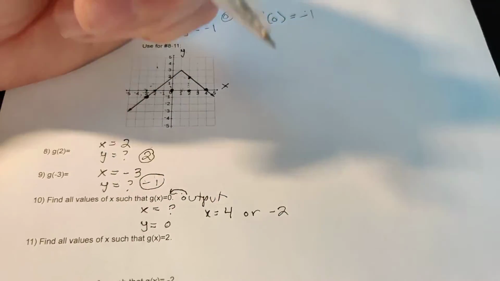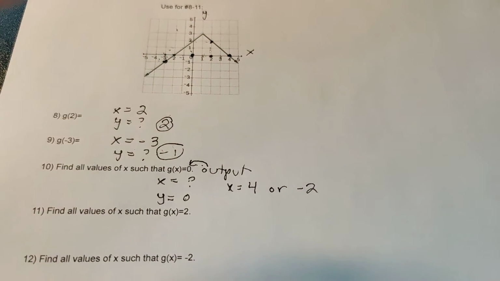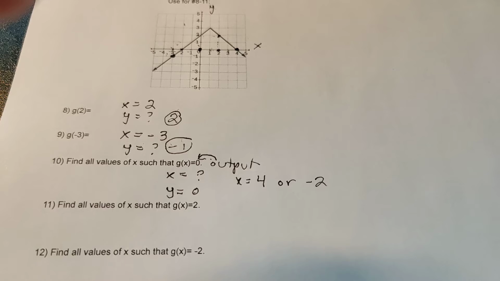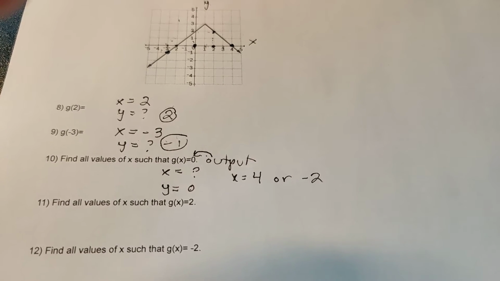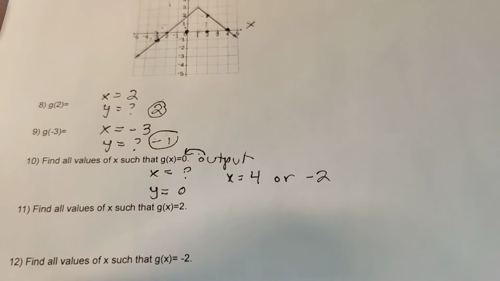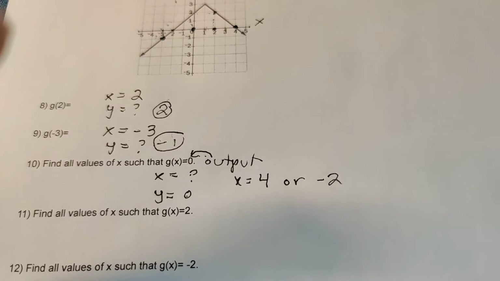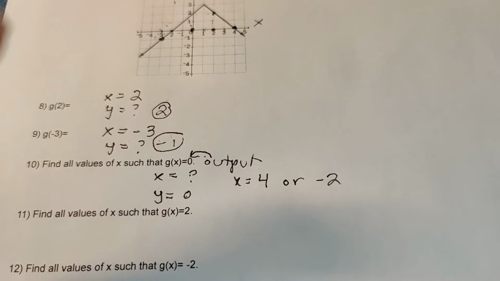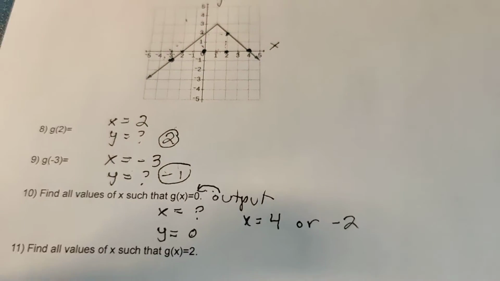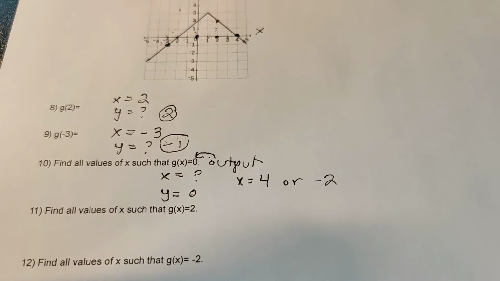On the assignment that you're going to do when you finish this lesson, I believe the way they phrase it online is find one value of x such that g of x equals 0. So you can put in 4, that would be correct, or you can put in -2, and that would also be correct. Okay, so we've got 11 and 12 left to do.